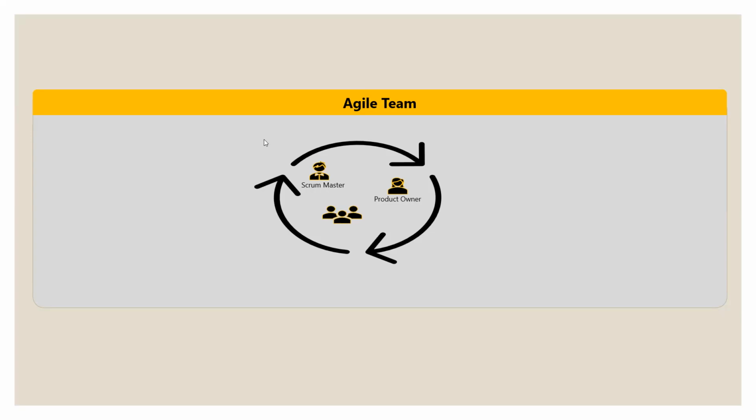In SAFe, we just have one team with two specialty roles, which are Scrum Master and Product Owner. And the roles are exactly identical to that of Scrum. So I'll not spend much time here. The team consists of 5 to 11 people with two specialty roles. One is a Scrum Master, the other one is Product Owner.